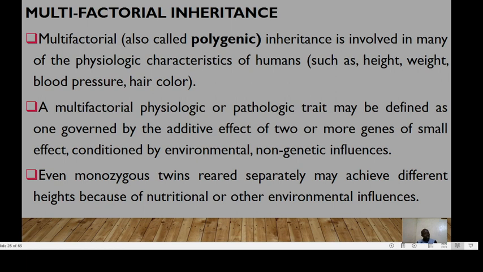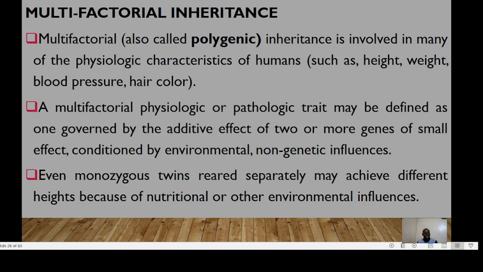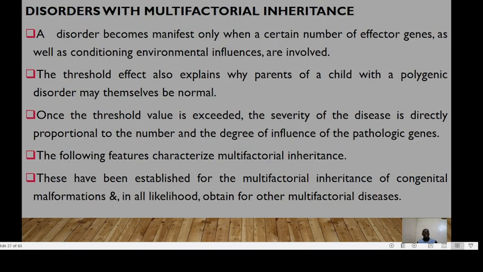It's good to know that even monozygous twins, even when rarely separated, may achieve different heights because of nutritional and environmental influences. And that is very, very key. So when you look at disorders of multifactorial inheritance, a disorder manifests only when a certain number of effector genes as well as conditioning environmental influences are involved.